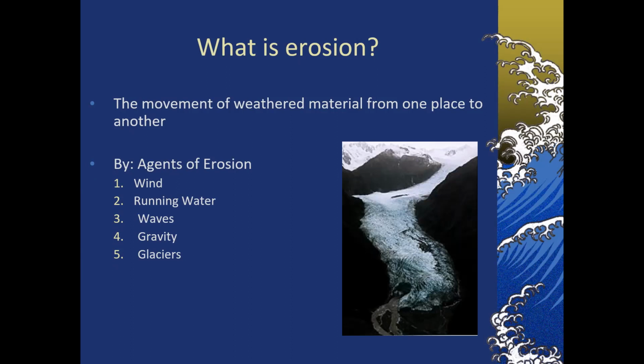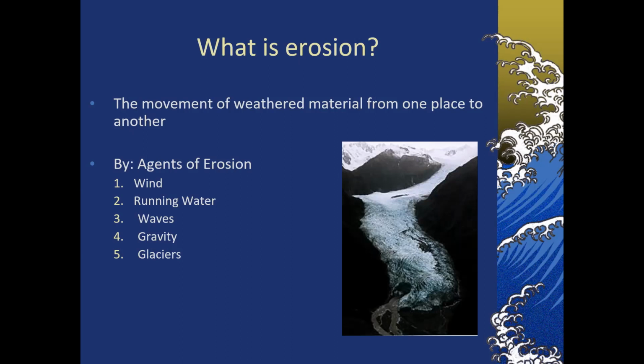And so that's actually the next bullet that I want you to write. It's labeled agents of erosion. And I just want you to list these 5 agents. So go ahead and write the 5 agents, which are wind, running water, waves, gravity, and glaciers. That goes right in the agents of erosion bullet. All right, so those are the 5 agents of erosion.